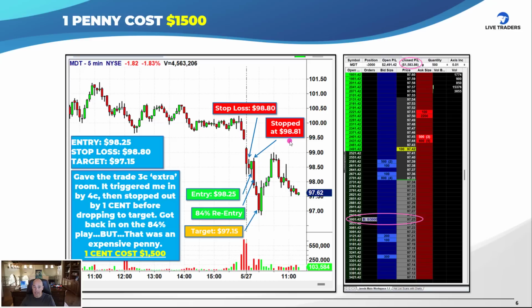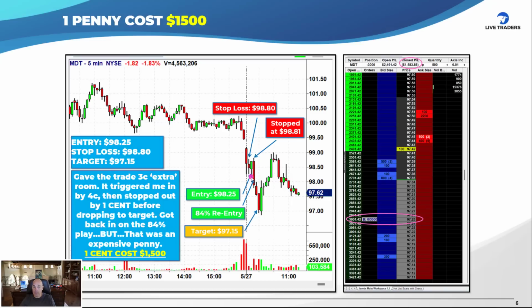It literally went to 98.81. I'm like, shit. Well, why didn't you give it 5 cents? Why didn't you give it 7 cents? Why didn't you give it 12 cents? You don't know, right? You don't know. So I gave the trade 3 extra cents. It triggered me in, okay, stopped me out by a penny, by 1 penny, and then dropped and went to target. Now, the positive, I got back in.